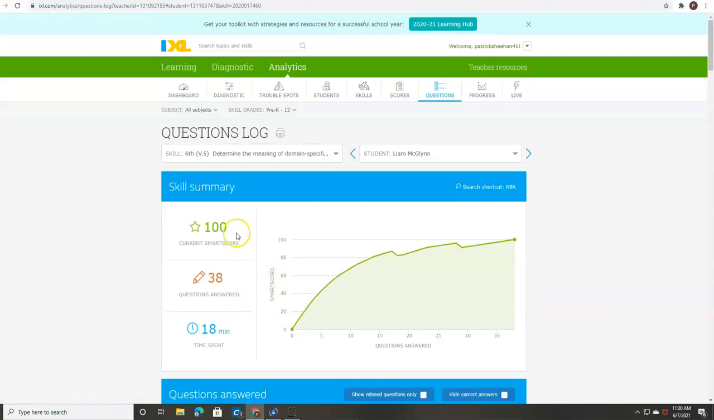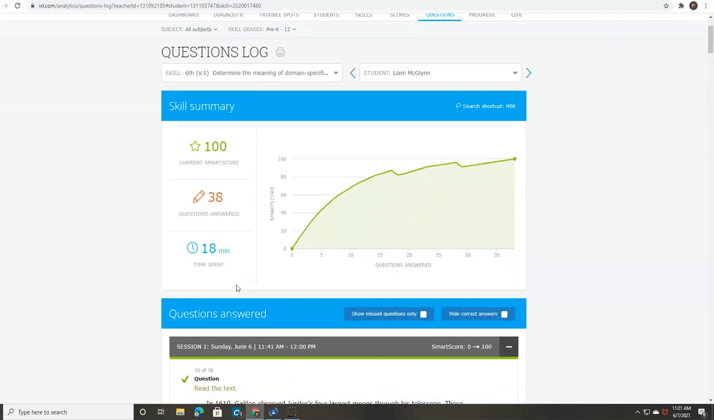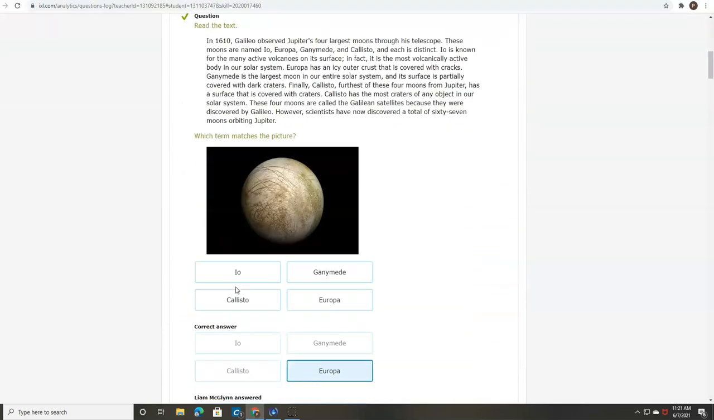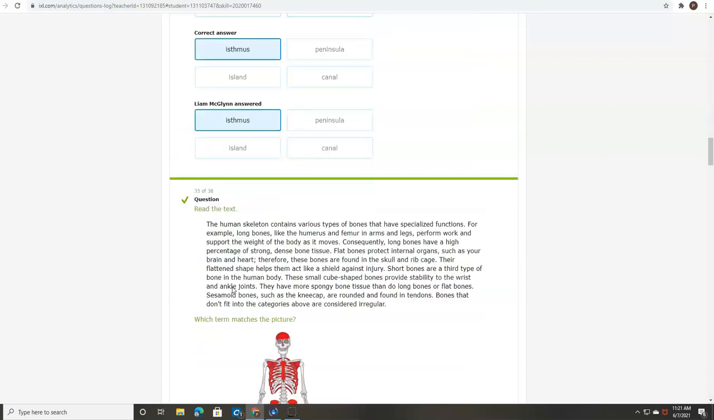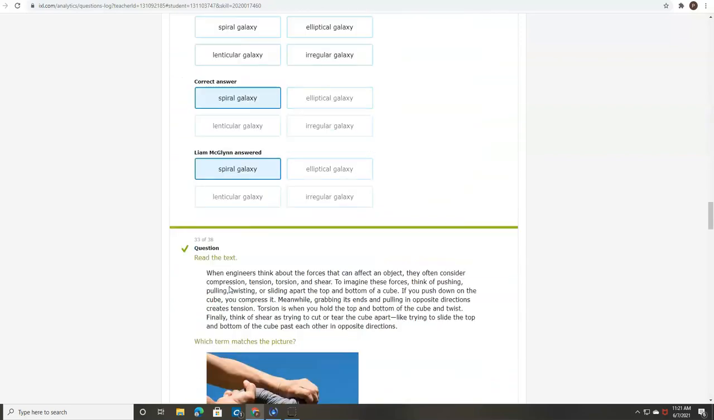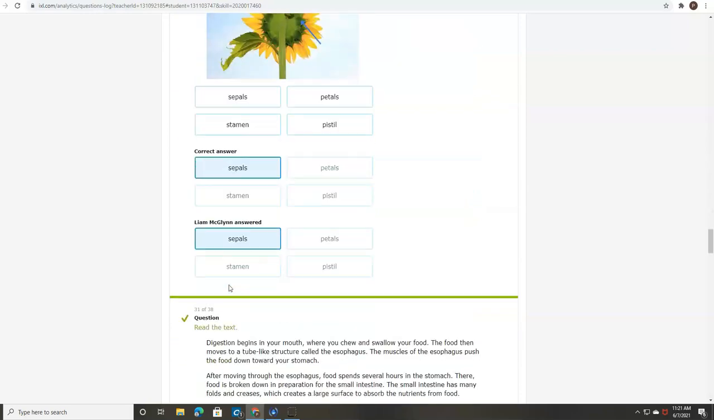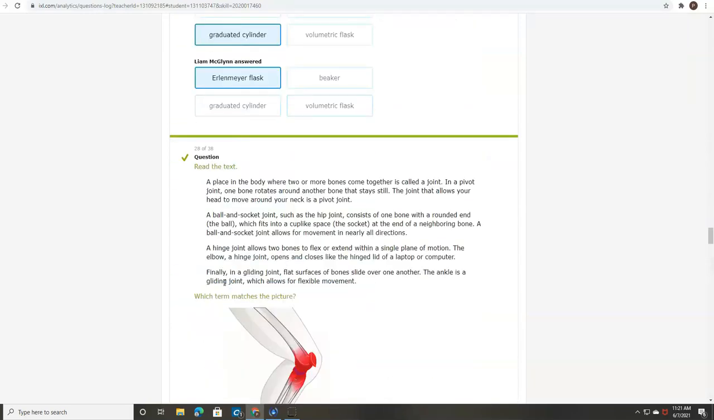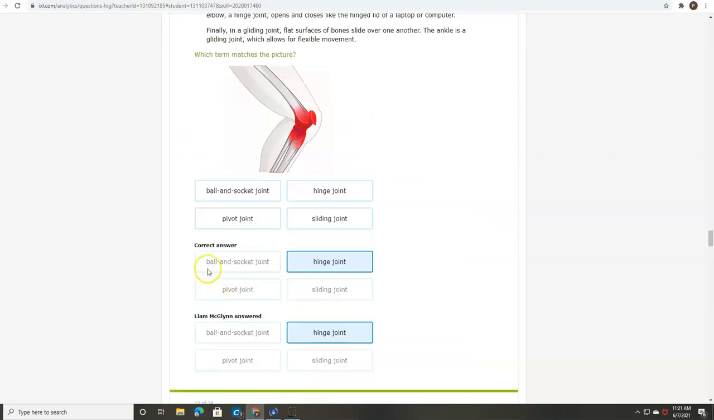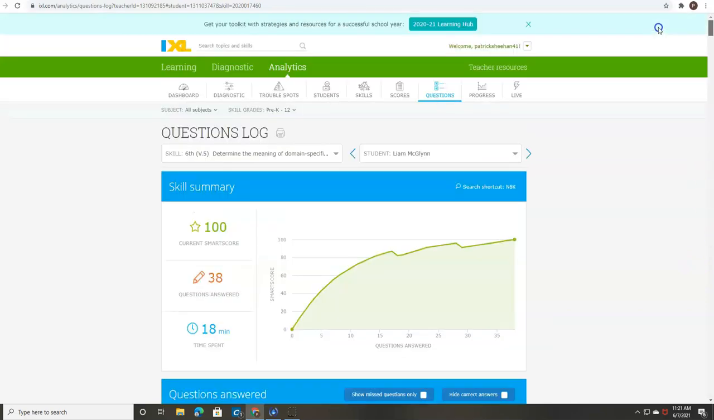Okay, again, representation of the same thing pretty much. Okay, this provides me with what the student took as a test, what they got right. If they had gotten any wrong, it would show me what they got wrong. Okay, this is the exact assessment the student took. All right, so I go back to the top.